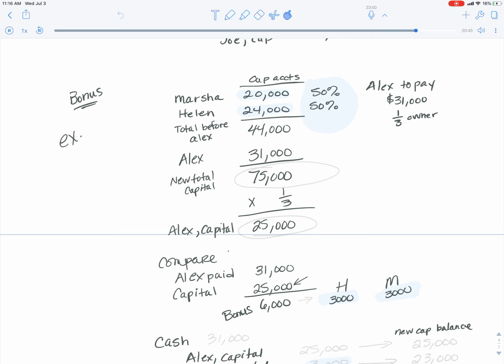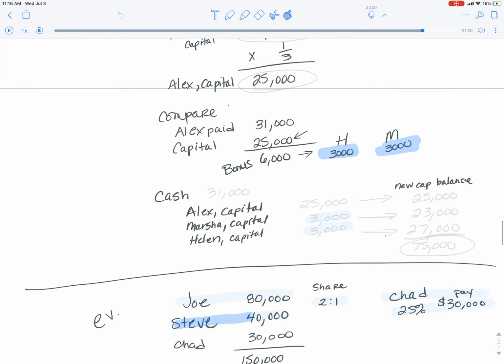We call this a bonus. Sometimes the new partner gets this bonus, and sometimes the existing partners get it. So in this situation, Helen got $3,000 of it, and Marcia got $3,000 of it, because they're going to split it according to how they shared capital previously, which was 50-50. So they're going to split this bonus 50-50.